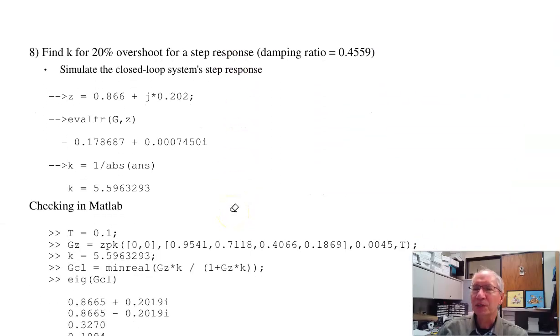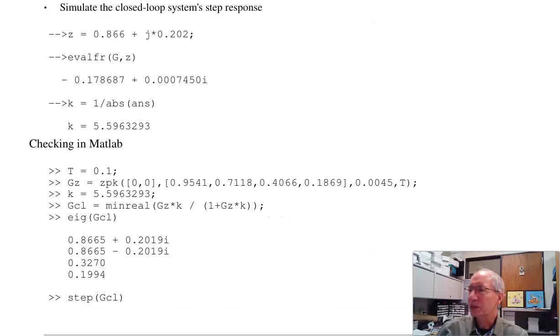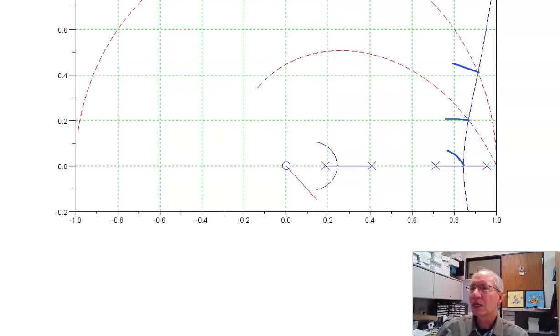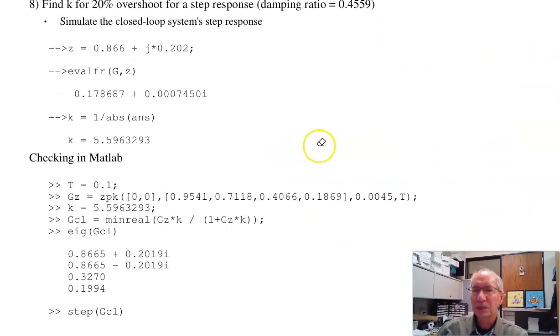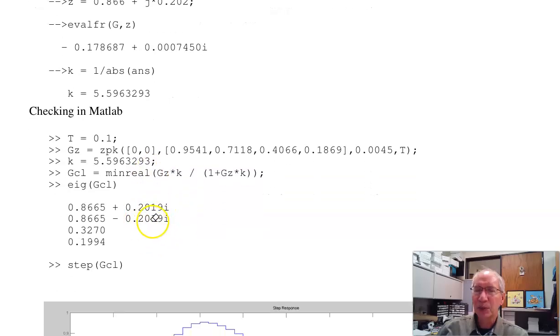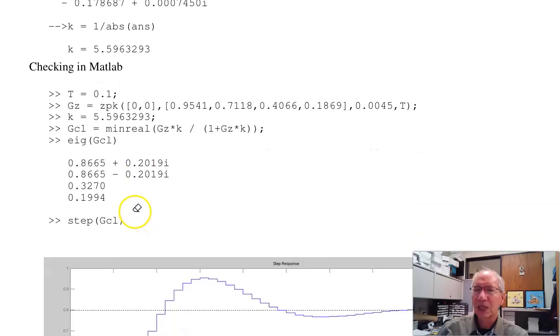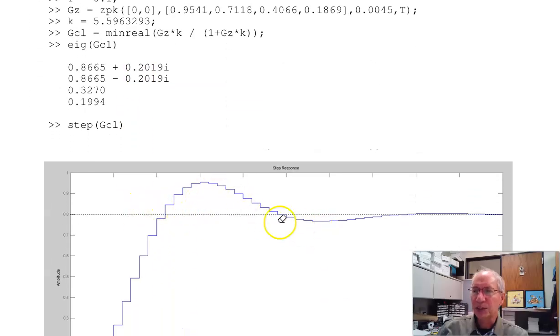If instead I want 20% overshoot, again, what I would do is, going back to the root locus plot, draw the damping line for 20% overshoot, find out where it intersects. That point is 0.86 plus j0.2. Evaluating G of Z at that point is negative real. It says that point's on the root locus. Here's the gain that puts you there. Form the closed loop system with K is 5.59. And here's my dominant poles and fast poles. Take the step response, and it's 20% overshoot, like I expect.